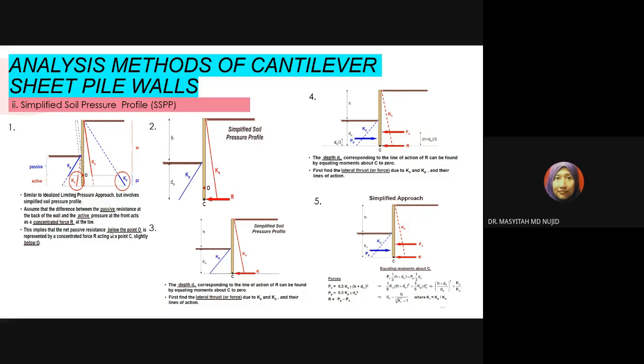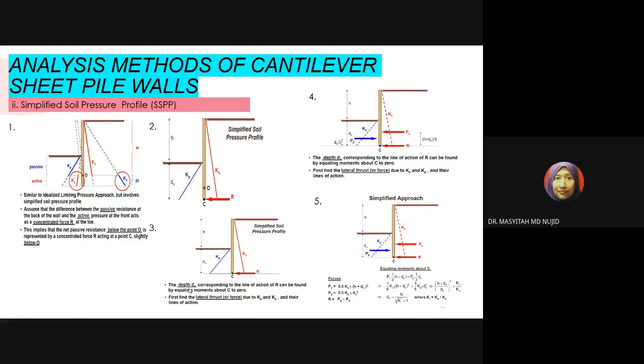The net passive resistance: assume that the difference between the passive resistance at the back of the wall and the active pressure at the front acts as a concentrated force R at the toe. So here is C. This implies that the net passive resistance below the point O is represented by concentrated force R acting at point C, slightly below O. Okay, this is the diagram.